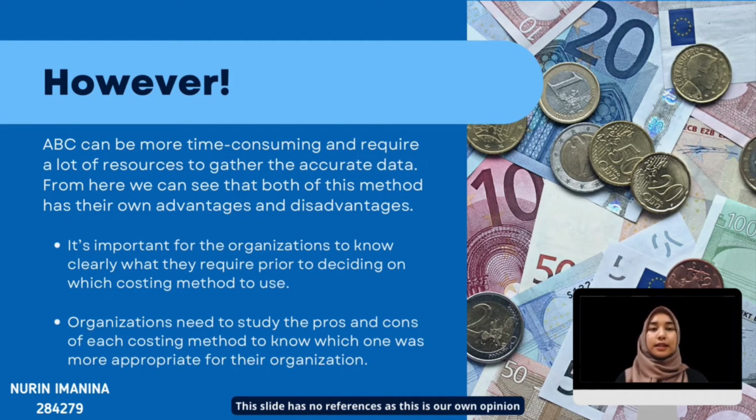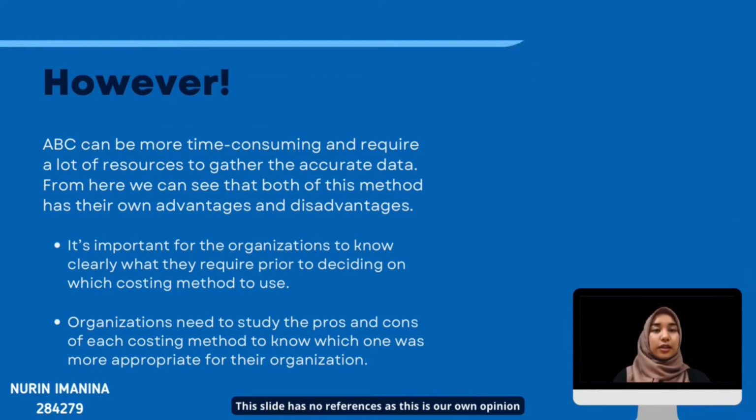From here, we can see that both of these methods, which are ABC and traditional costing, have their own advantages and disadvantages. It's important for the organization to know clearly what they require prior to deciding on which costing method they should use. Organizations need to study the pros and cons of each costing method to know which one is more accurate and appropriate for their organization. There is no such thing as the best costing method. There is only the most suitable costing method to use.